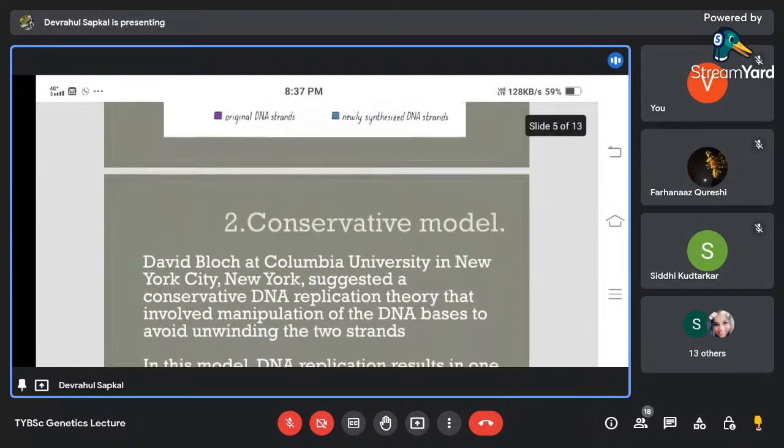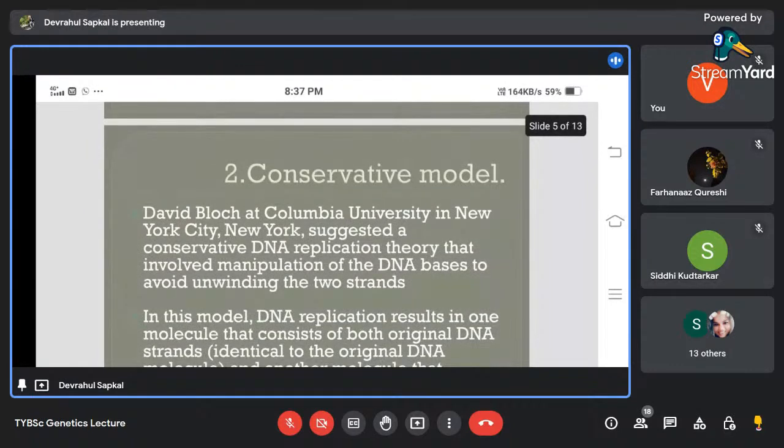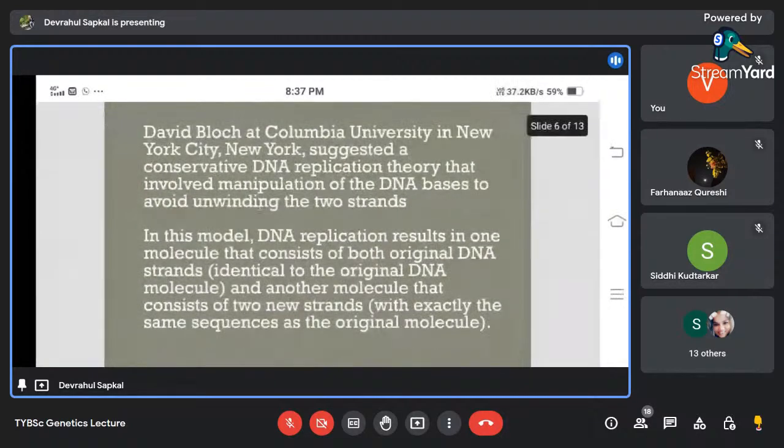Now we will see the conservative model of DNA replication. So Max Delbrück at Columbia University in New York City suggested a conservative DNA replication, a theory that involved manipulation of the DNA bases to avoid unwinding the two strands. In this model, DNA replication results in one molecule that consists of both original DNA strands, which is identical to the original DNA molecule, and the other molecule that consists of two new strands with exactly the same sequence as the original molecule.